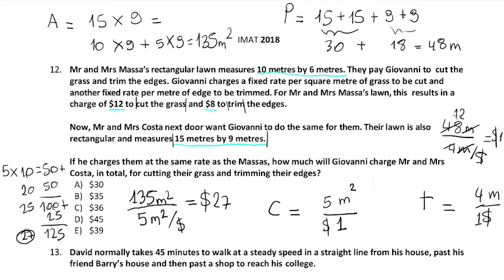So for the final price, we will have to sum $27 plus $12, which will be equal to $39. So our final answer is letter E.